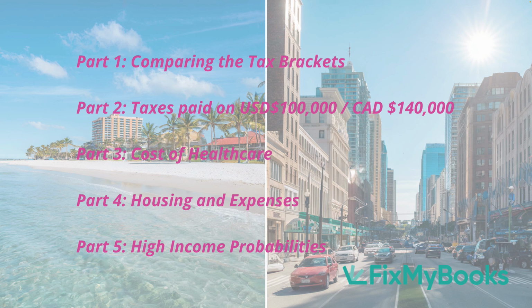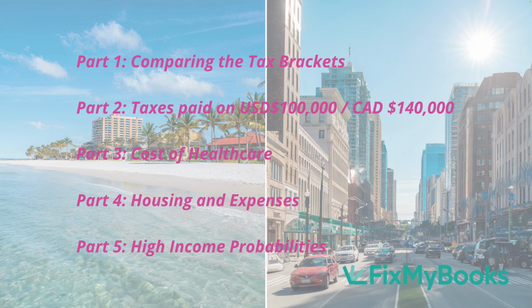In part 1, we compared the different tax brackets in the two jurisdictions, so Canada, US, Florida, and Ontario. In part 2, we looked at the actual taxes you'd pay on $100,000 of US income and the Canadian equivalent amount, $140,000 based on the exchange rate at the time. Part 3, we factored in the cost of healthcare, because you do have to pay for that separately in the US, whereas in Canada it's included in your provincial taxes.